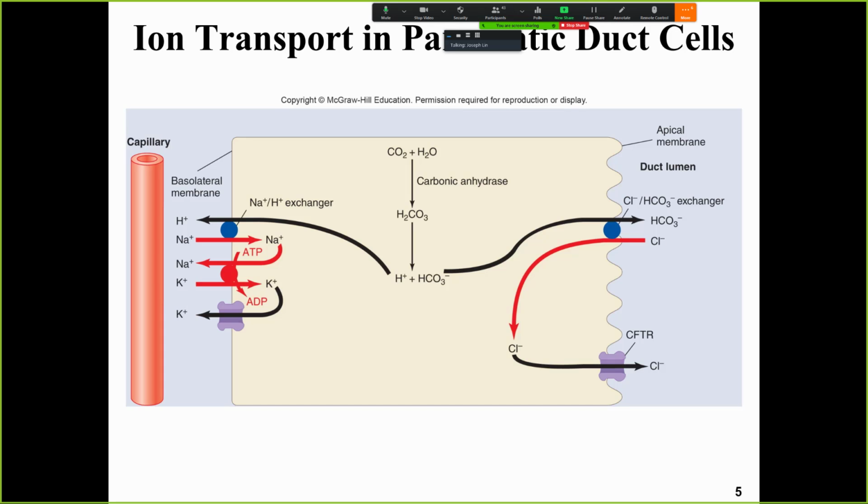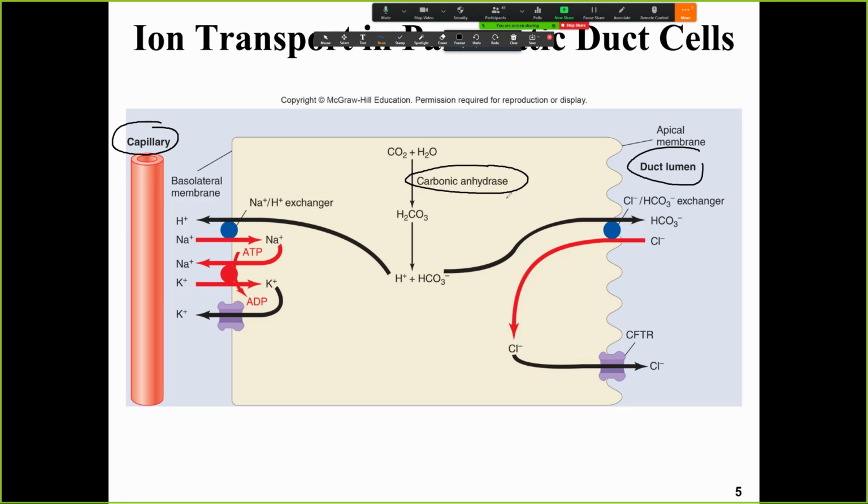So this is a picture that I want to zoom into that is another extension of what we've said before from last week's video. This is a picture showing you the transport duct inside the pancreatic cells. And you also have, again, on the left-hand side, the capillary blood flow. This is the basolateral membrane. On the right-hand side, you have the lumen of the duct. So you're trying to get it across. And the important feature about these cells in the pancreas is that you also have the carbonic anhydrase enzyme.